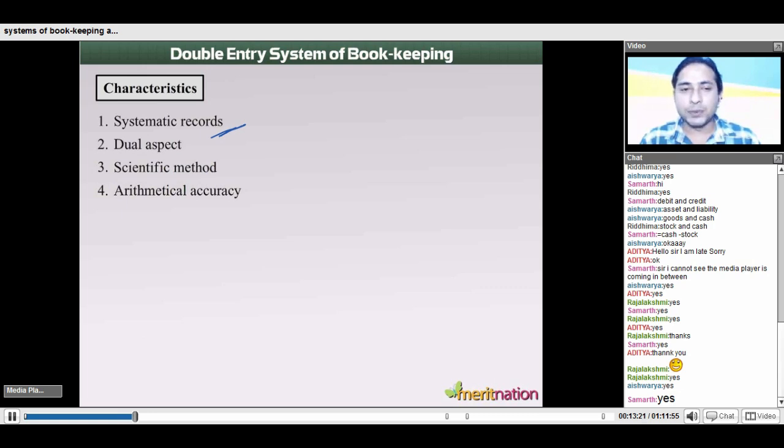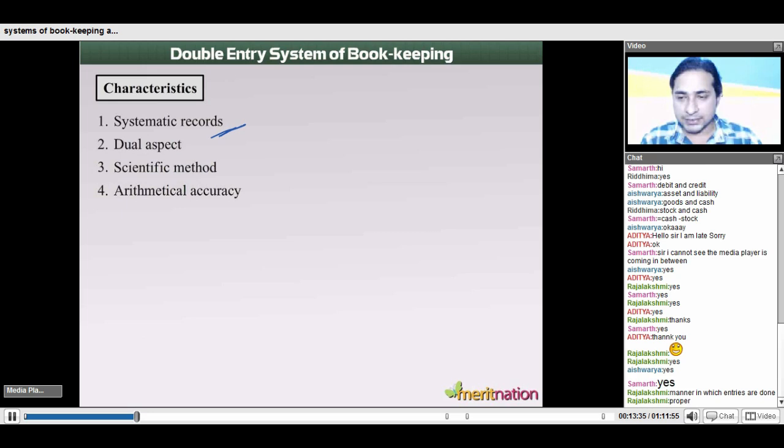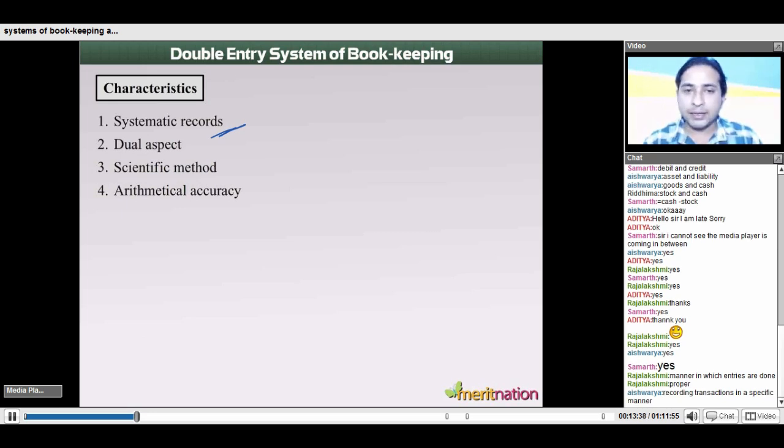Look, systematic records basically implies that when we maintain records in a systematic or organized manner, we regard it as the manner in which entries are done. But the manner should be very systematic. The manner should be very organized. And that is why exactly, the proper manner. So, in double entry system, we maintain the records in a proper manner. Why? We maintain the dual aspect. We maintain the consistency between the dual aspect. All of you know that we maintain both the aspects.